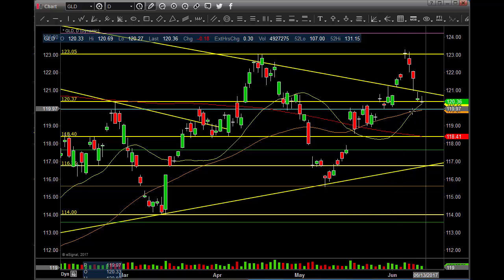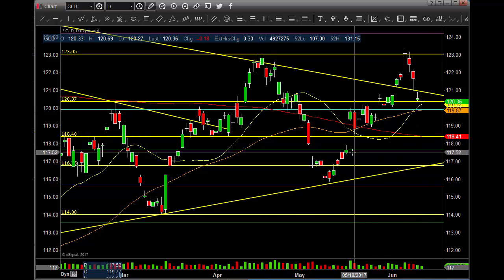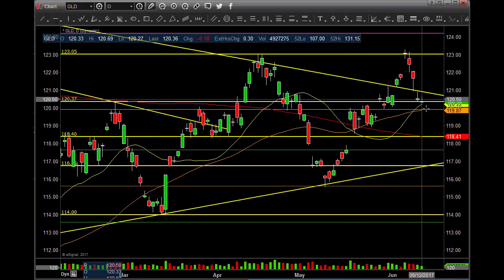Right now, we just got to see what's going on. We did fill the gap down here. We did get below it, so it looks a little bit weak to me, like we could pull back a little bit more, maybe to this gap fill. But let's see what tomorrow and the rest of the week brings.